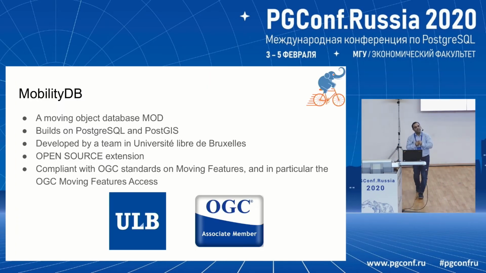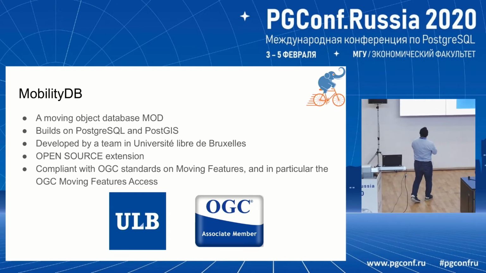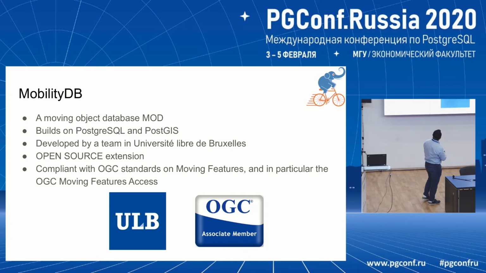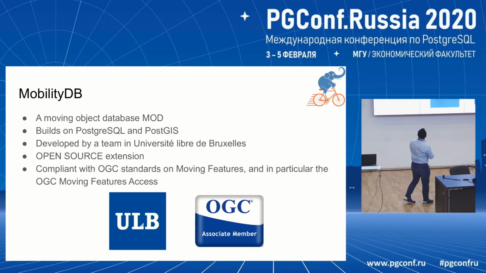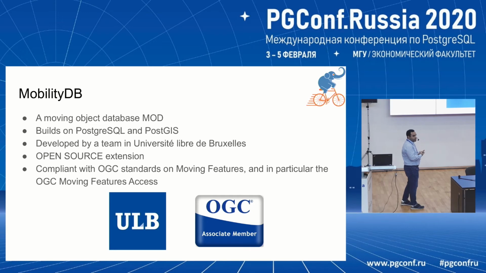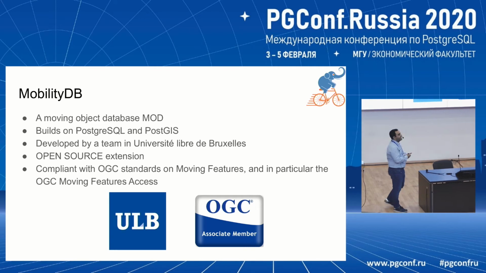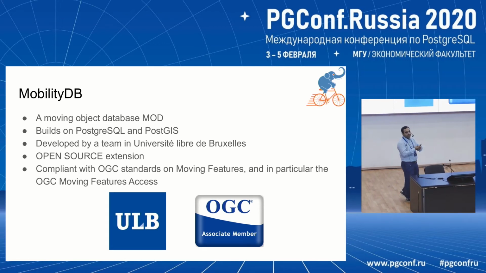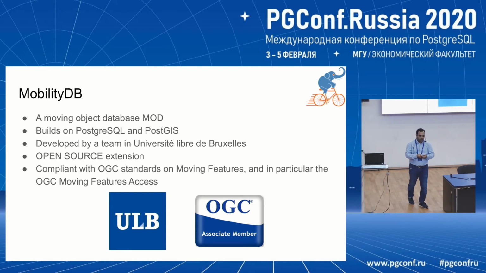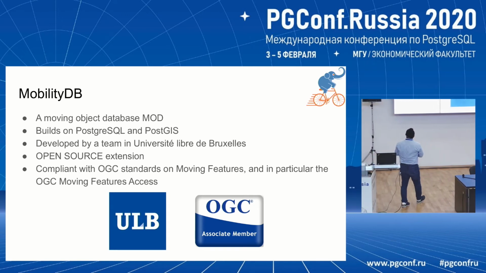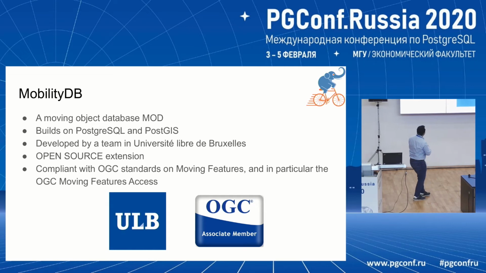Okay, so to summarize this first part of the talk, MobilityDB is a moving object database system. It extends PostgreSQL and PostGIS. It is developed by a team at the University of Brussels. It's open source, already available on GitHub. We have just released a beta release a week ago. It is compliant with the OGC standards of moving features. There are some ongoing standards in OGC that we are participating in, especially the OGC Moving Features Access.